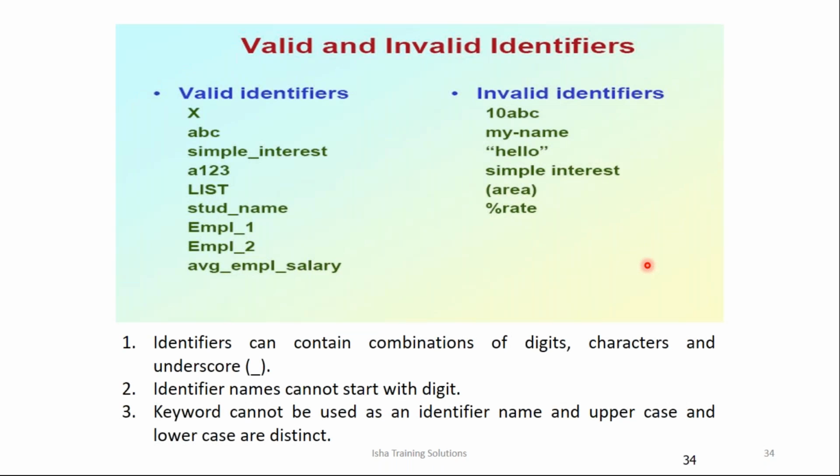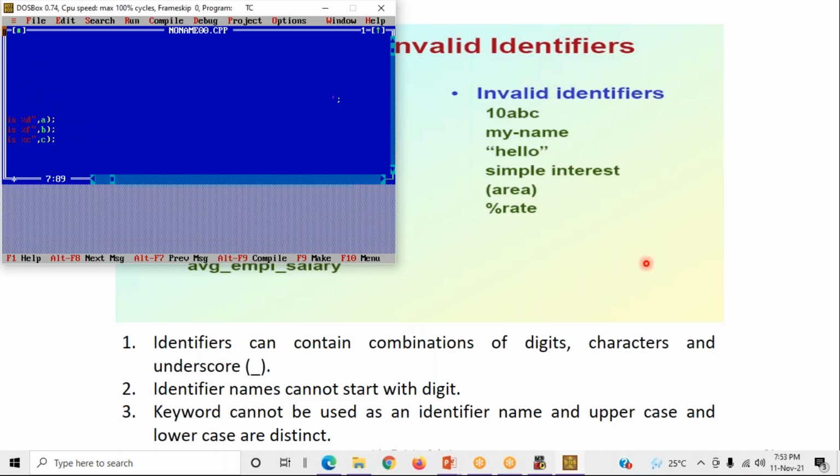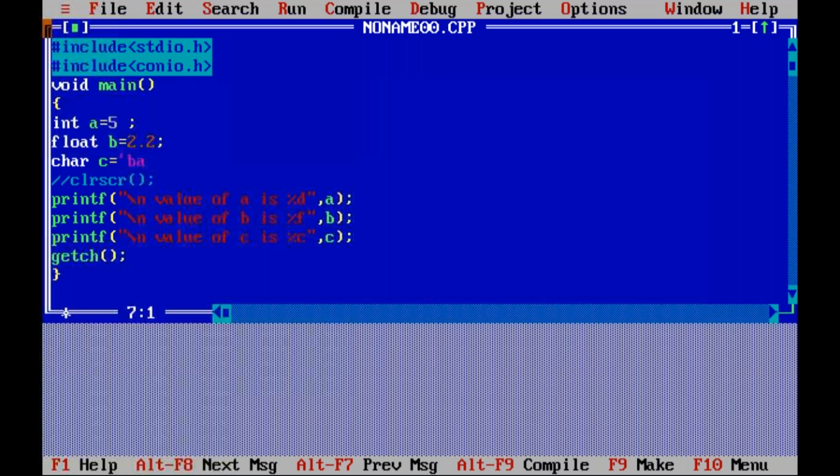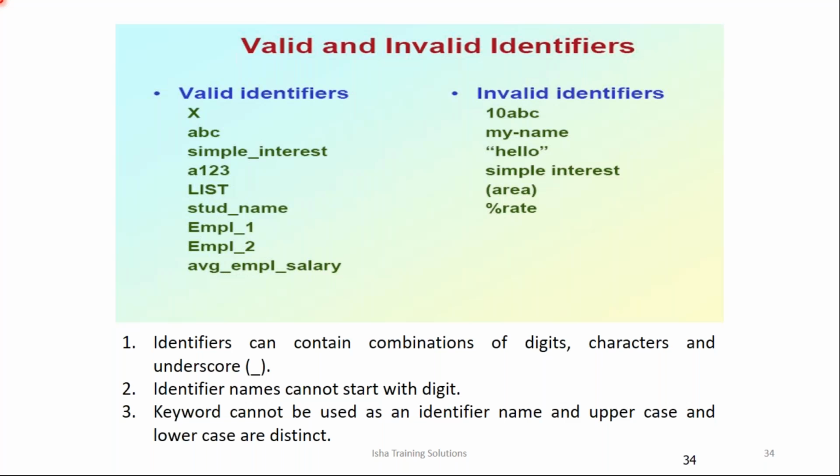Next one, what are valid and invalid identifiers? Identifiers are simply nothing but variables. Here we have declared a variable, we have declared b variable, we have declared c variable. These a, b, c are called identifiers. We are going to see which are valid identifiers and which are invalid identifiers.